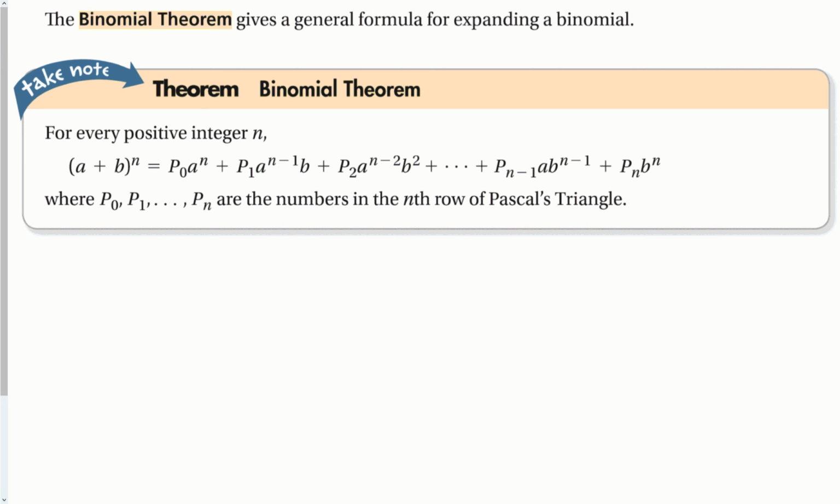Now, the way the binomial theorem works is it just gives us a general formula for expanding any binomial instead of just two variables. So we take the coefficients of Pascal's triangle in the nth row of Pascal's triangle, and we do just like we did with the previous problem. We start with a to the nth power. A goes down by 1 exponent each time. B goes up by 1 each time.